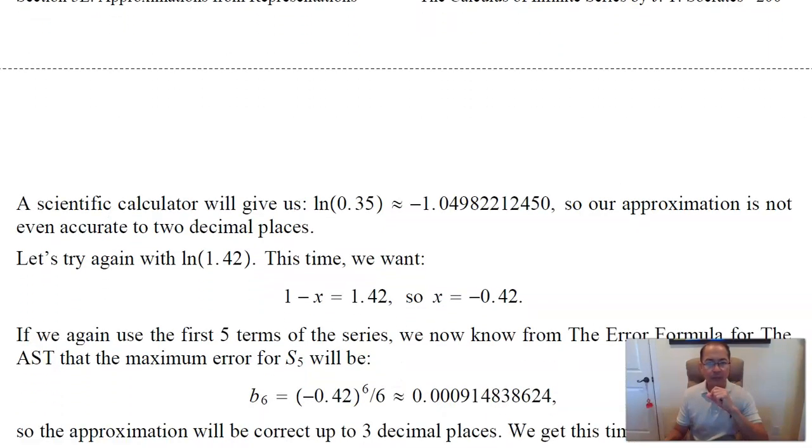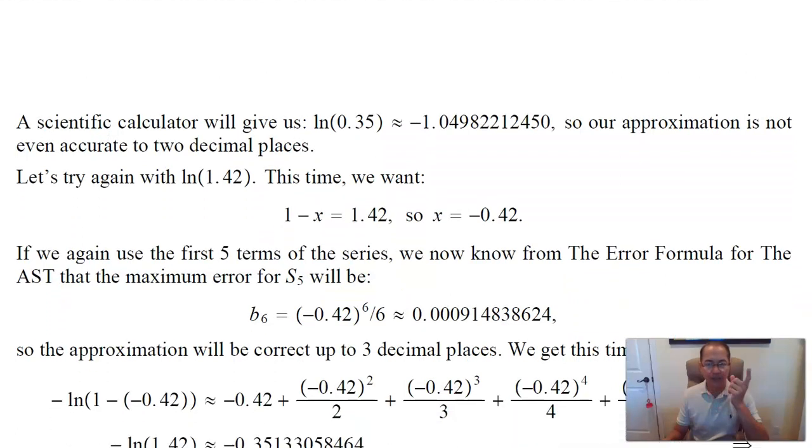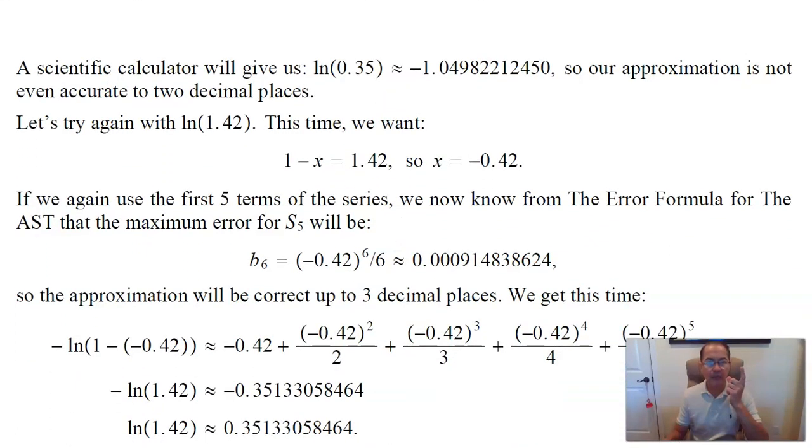Okay, so try again. What if you want ln of 1.42? Okay, so this time it's between 1 and 2. Solving for x, you want 1 minus x to be 1.42. So x is negative 0.42. Okay, so this time it's an alternating series. If we kept the powers up to the 5th power, the error will be the 6th power over 6. So yeah, it's not that great either, but it's much better. 0.001 practically is the error.